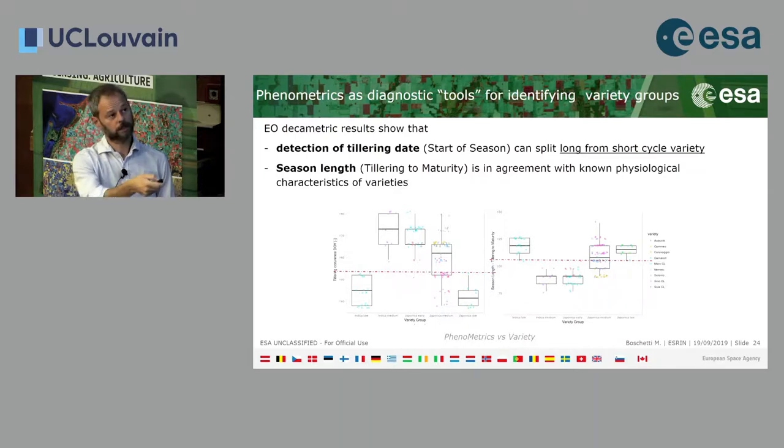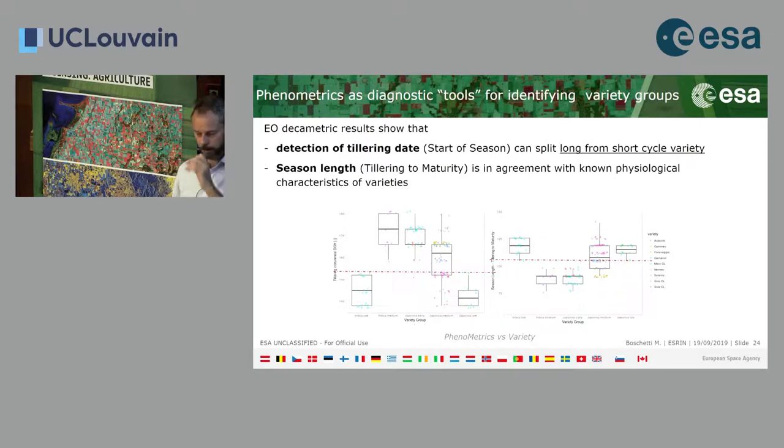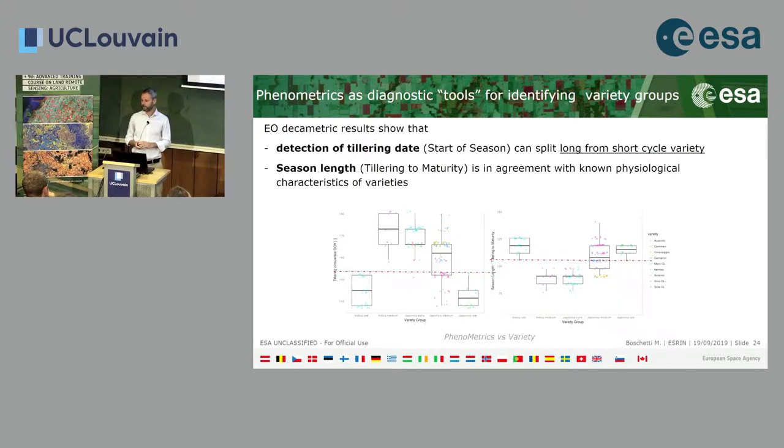And of course, if we consider the season length, we see the same condition. Those are the short cycle and those are the long cycle. But this means that, from a monitoring point of view, we could provide at the parcel level an estimate of phenological stages and a proxy of which cultivar is cultivated.